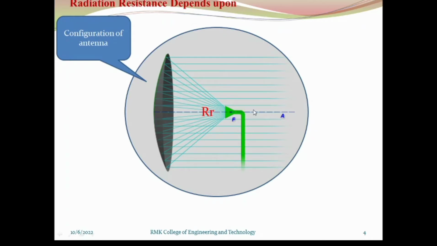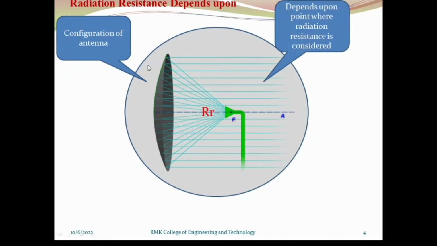The first one is that RR will change according to the configuration of the antenna. For every different type of antenna, the radiation resistance will change, and it depends upon the point where radiation resistance is measured. So this is the antenna system, this is the feeder system.